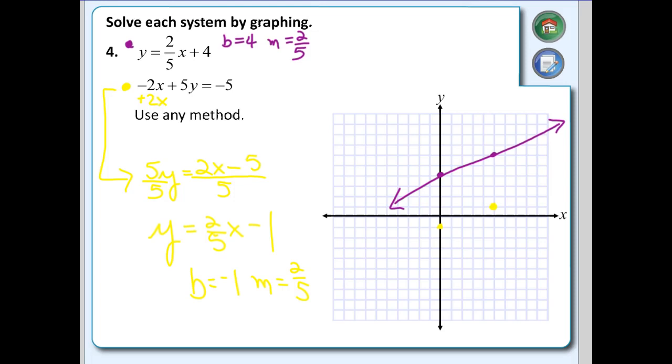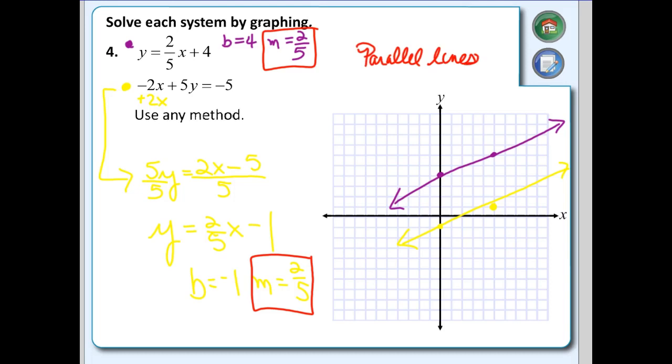And if I go ahead and graph those, what happens? Yes, I get parallel lines again. How many of you noticed that the slope of my purple line was 2/5 and the slope of my yellow line was 2/5? What do we know about the slopes of parallel lines? They are the same. So once we realize we have parallel lines, remember, parallel lines never intersect. There's no point of intersection. So our answer here, once again, would be no solution.